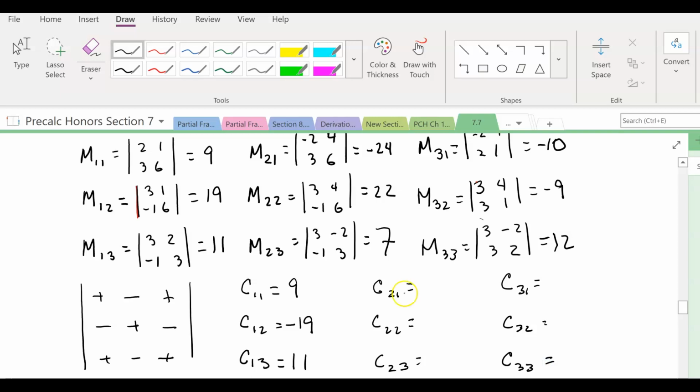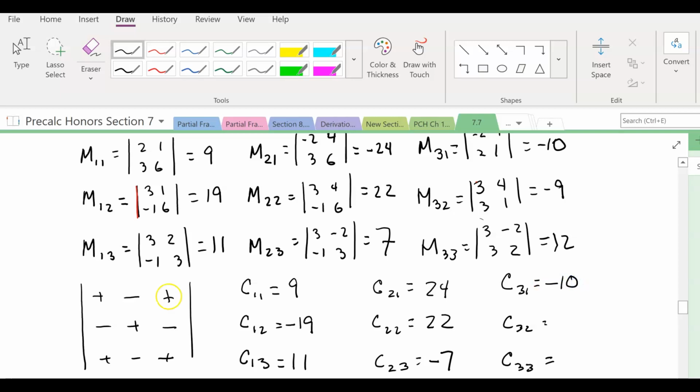All right, so for 2, 1, row 2, column 1, it's going to change to the opposite, so that's going to be positive 24. For 2, 2, that's right in the middle, so that's going to stay the same. That's going to stay 22. This one is going to change to negative 7. It's this one here, negative. And then row 3, column 1, that's a plus there, so that's going to stay the same. That's going to stay negative 10.